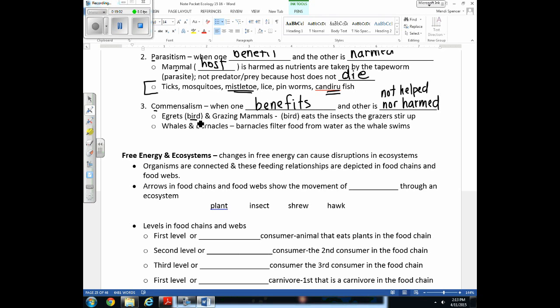It's not hurting the grazing mammals, it's not helping them. If the birds were feeding off of the parasites that were on those mammals, then it would be mutualism, but in this situation, it's just commensalism.